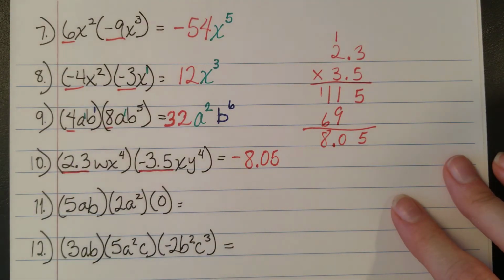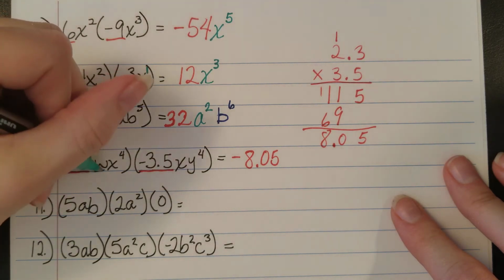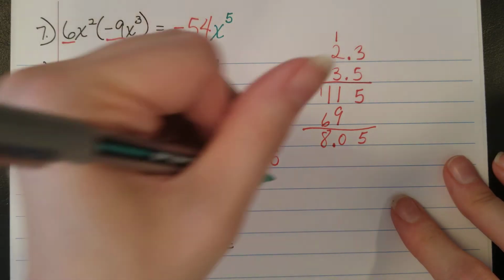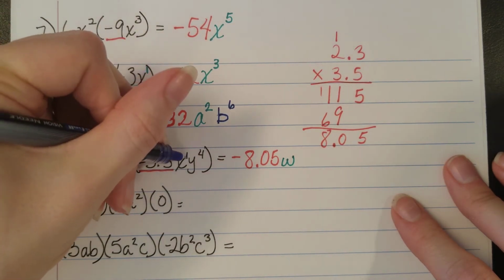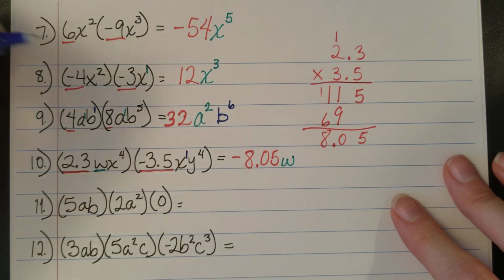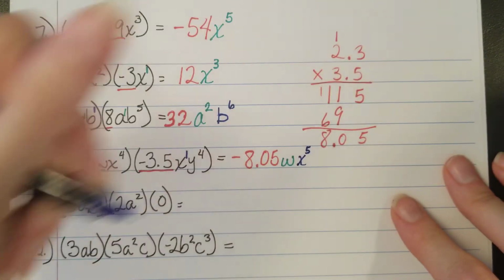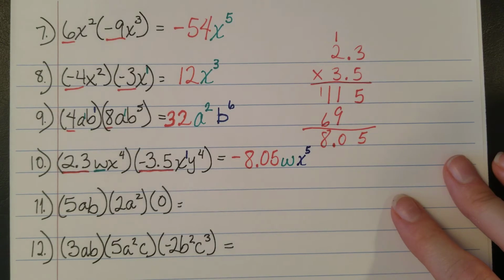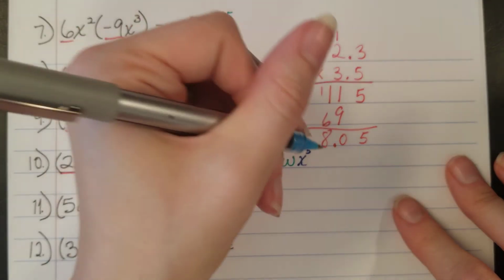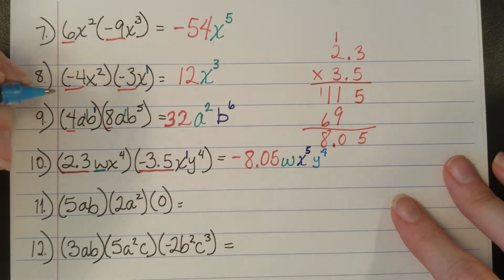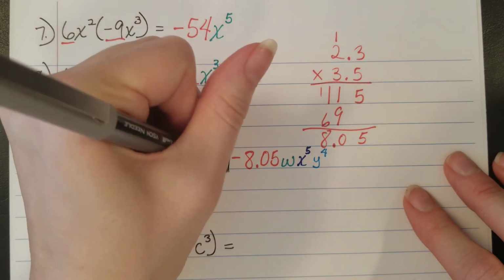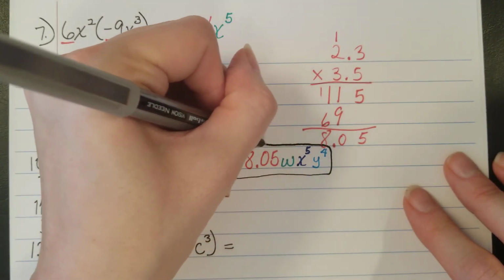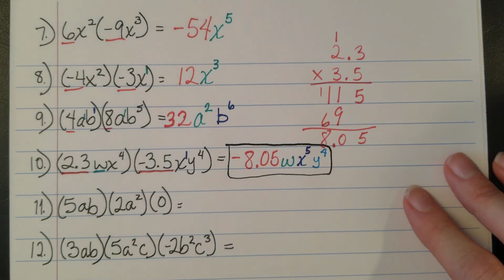All right, and then we have a w. There's no other w to multiply it with, so we're just going to bring that over. And then for the x, we have x to the 4th times x, which has an invisible power of 1, and then 4 plus 1 is 5, so that's x to the 5th power. And then we have y to the 4th power with no other y's to combine it with, so just bring that over. Okie dokie, so negative 8.05, w x to the 5th, y to the 4th. That's my final answer there.